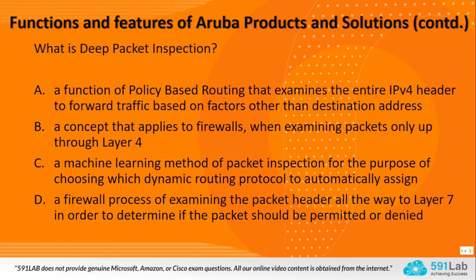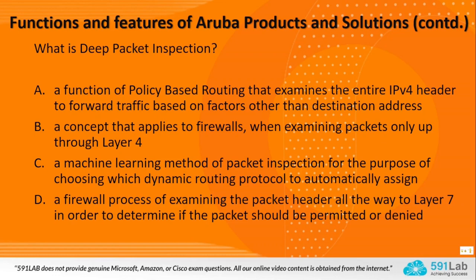Option B, a concept that applies to firewalls when examining packets only up through layer 4. Actually, the mistake here is "only up through layer 4." It's not only up to layer 4, it's up to layer 7. It's up to the application layer. So option B is wrong.